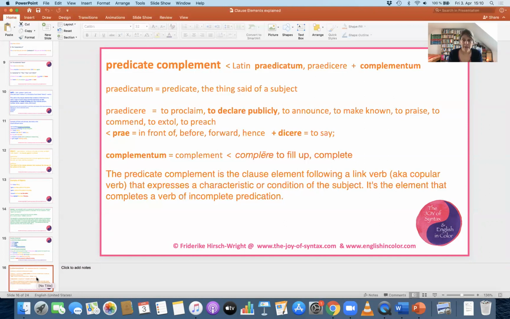And link verbs are often called verbs of incomplete predication. When you have a verb like sleep, she slept, then slept is enough for the sentence to be complete, semantically and syntactically. If I say she slept, that's a complete thought, it's a complete sentence. When I say Tom loves Mary, when I just say Tom loves, that's not a complete sentence.